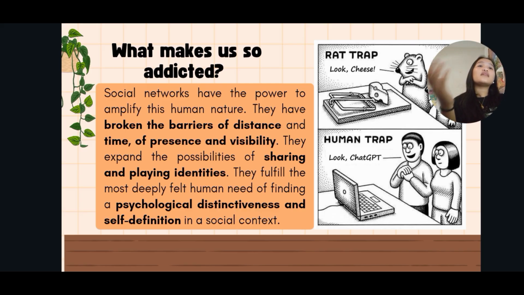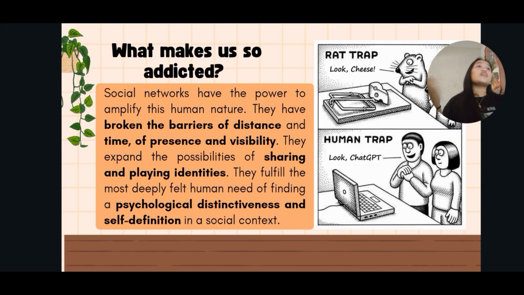So social networks have the power to amplify this human nature. True. Social networks tap into basic human needs like connection, identity, attention, and belonging. Because these needs are powerful, social networks easily amplify them and keep us coming back.